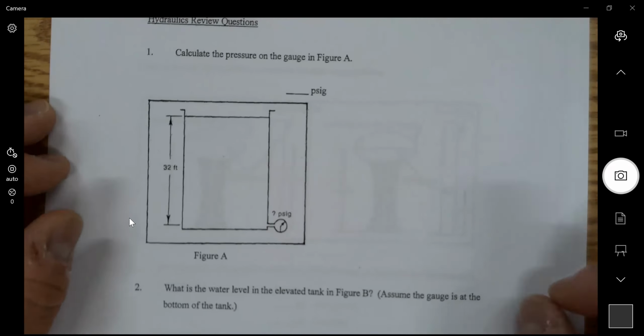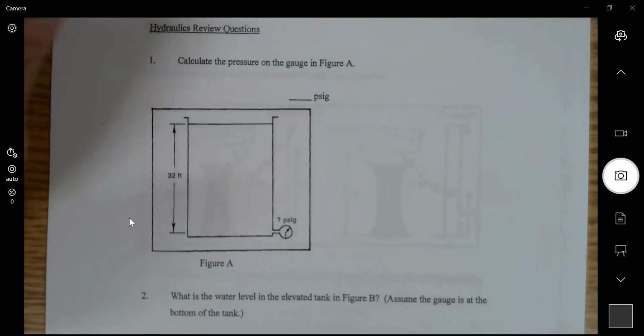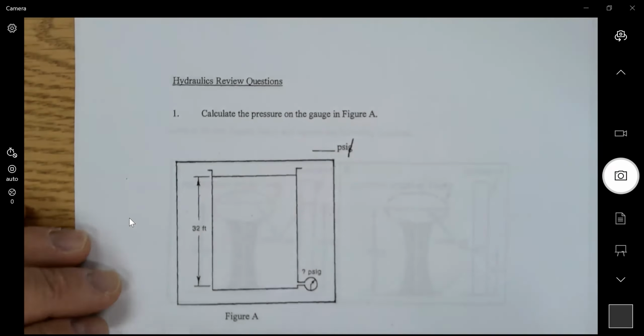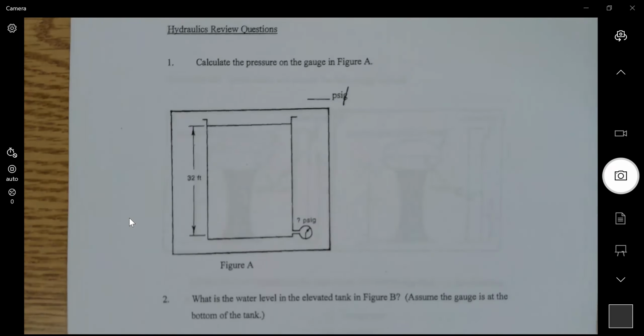So I'll give you guys like 10 minutes to do these, and then we'll come back together and go over them, okay? PSIG means PSI, okay? It's not a trick. So you're going to need to work through these, use the conversion factors that we gave you, and solve these, and then we will come back together and go over these. So I'll give you guys 10 minutes to go ahead and do that.